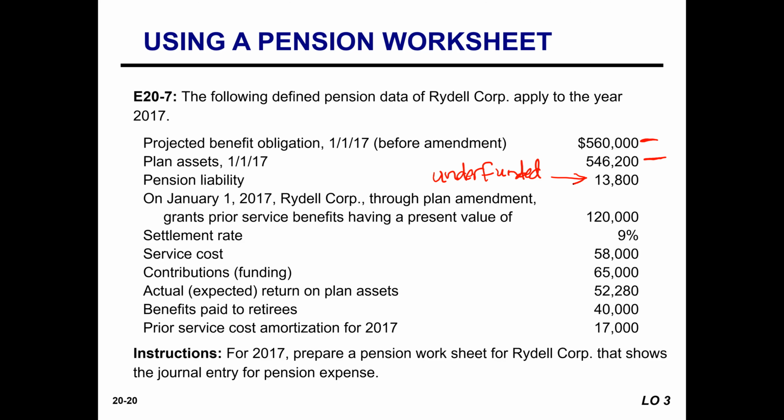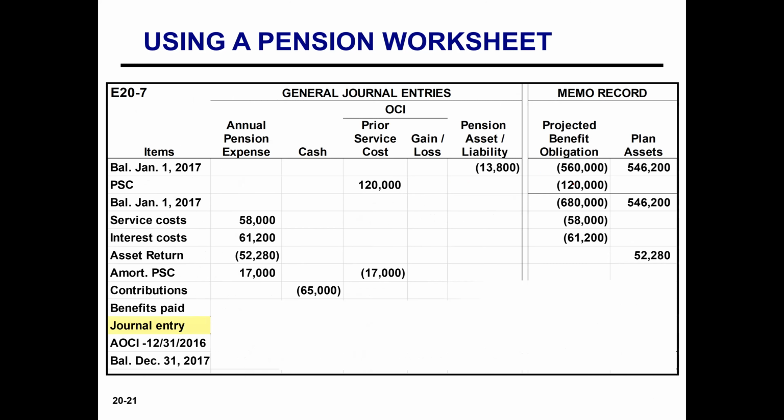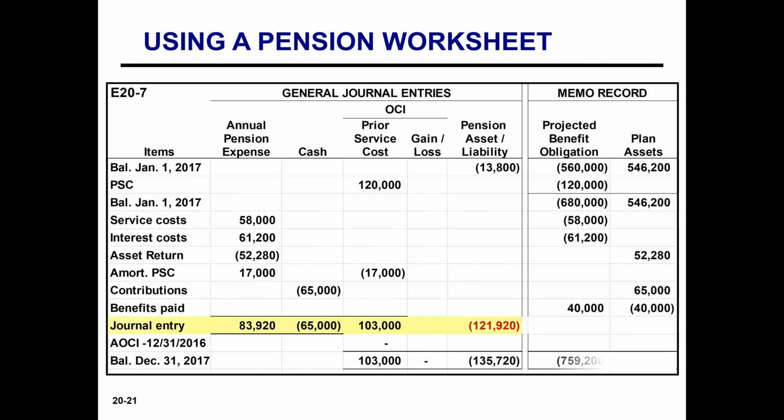That shows the journal entry for pension expense. Here's an example, and I'm just going to click through all of this so we can see the bottom line numbers. Remember that this plan had a projected benefit obligation of 560,000 and plan assets of 546,200, which gave us that underfunded liability of 13,800, right? That's where we started the year, okay?